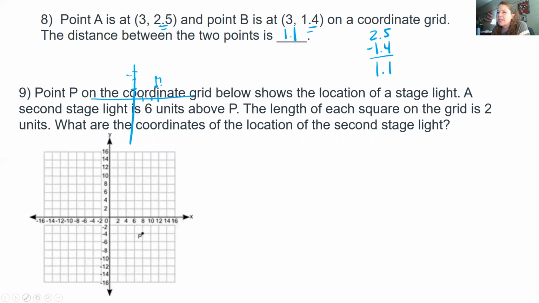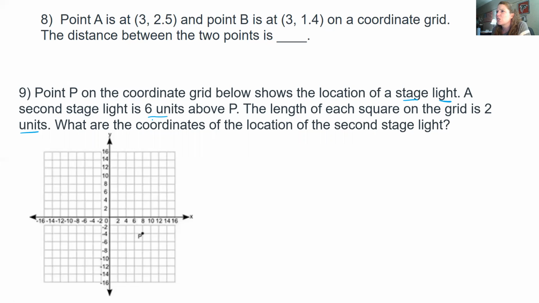All right, let me get rid of this stuff. It says point P on the coordinate grid below shows the location of a stage light. A second stage light is 6 units above P. It says the length of each square on the grid is 2 units, not 1. It goes up by 2, by 2, by 2. What are the coordinates of the location of the second stage light?